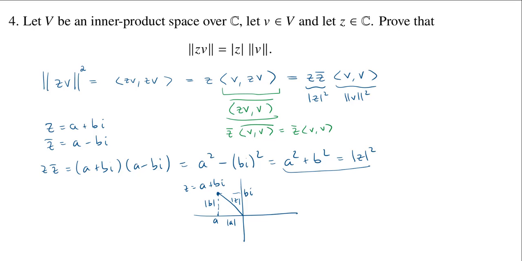Okay, and so we now just need to take the square root at the end, and we'll get that the magnitude of zv is equal to the length of z times the magnitude or norm of v. And that's what we wanted to prove.